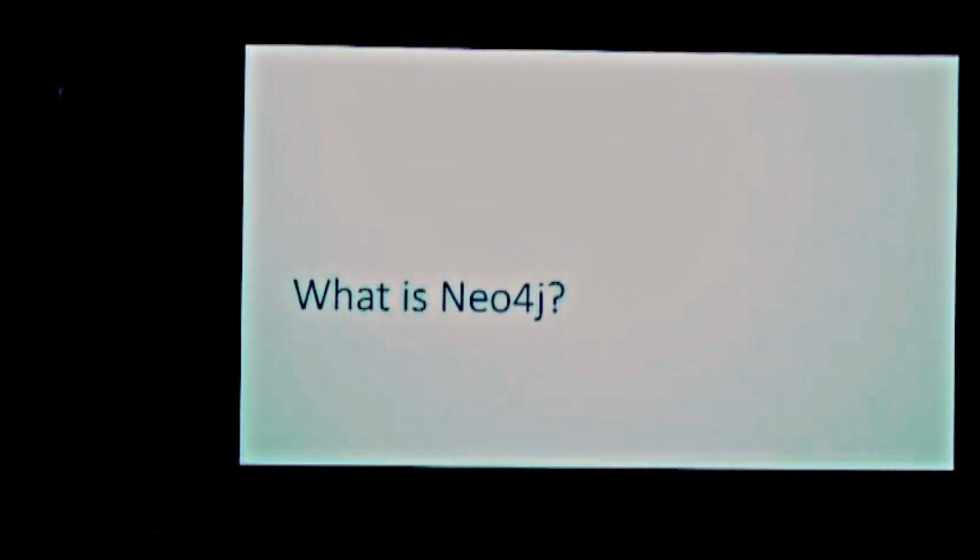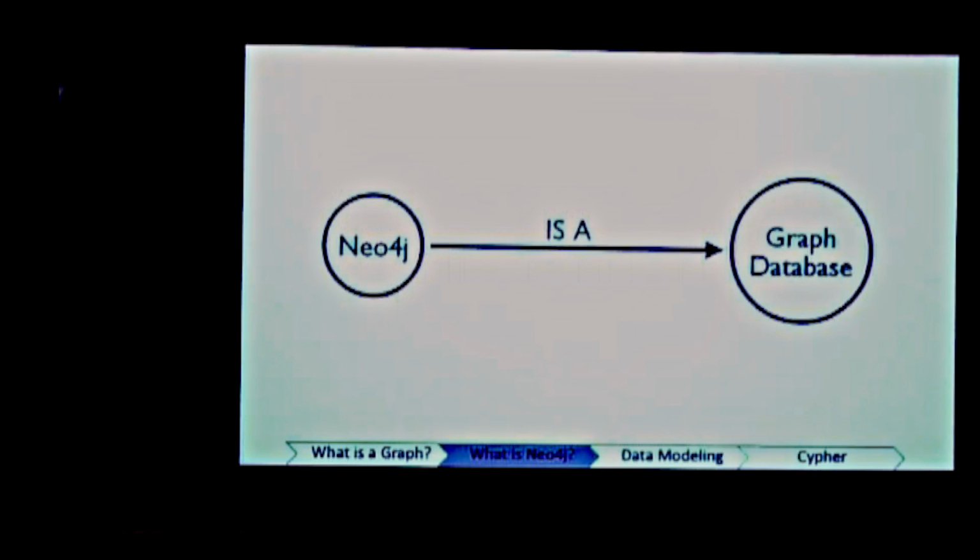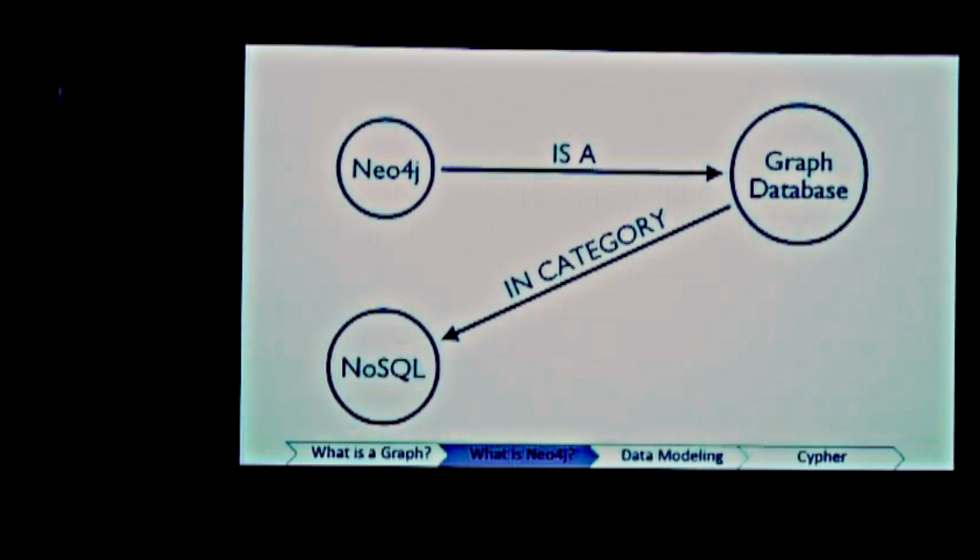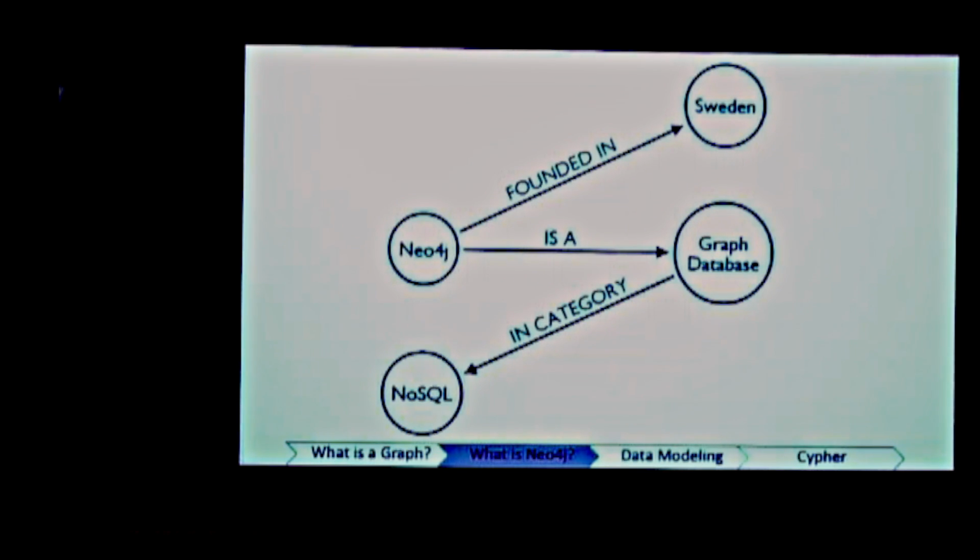So what is Neo4j? Yeah, it's okay. Everyone makes that mistake. What is Neo4j? So Neo4j is a graph database. And graph databases are in the NoSQL category. And depending on who you ask, that's either not SQL or not only SQL. Either way, it just means it's not a relational database. It's not a layer on top of a relational database. It's a native graph database. Right, so it's a NoSQL category database. And we were founded in Sweden.